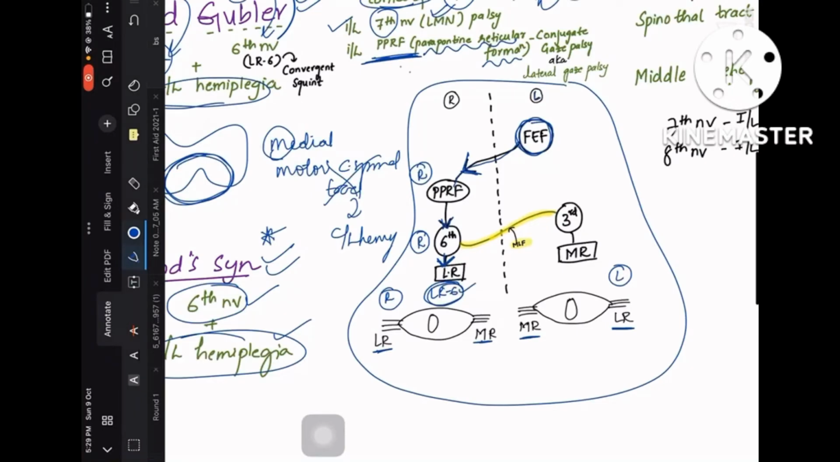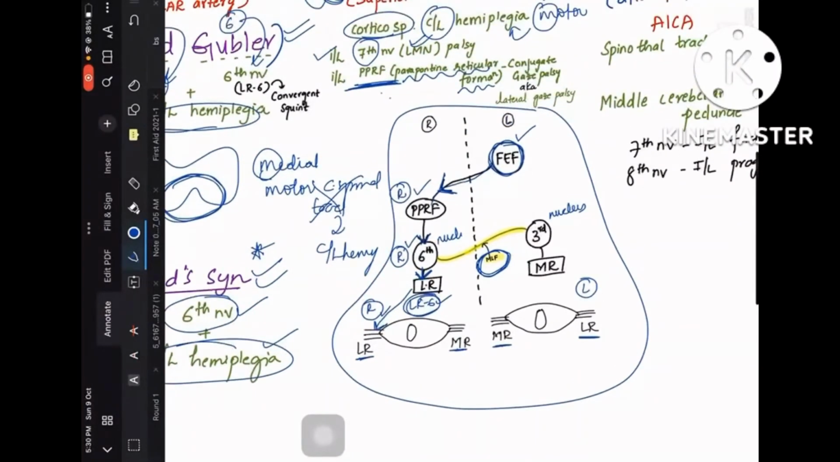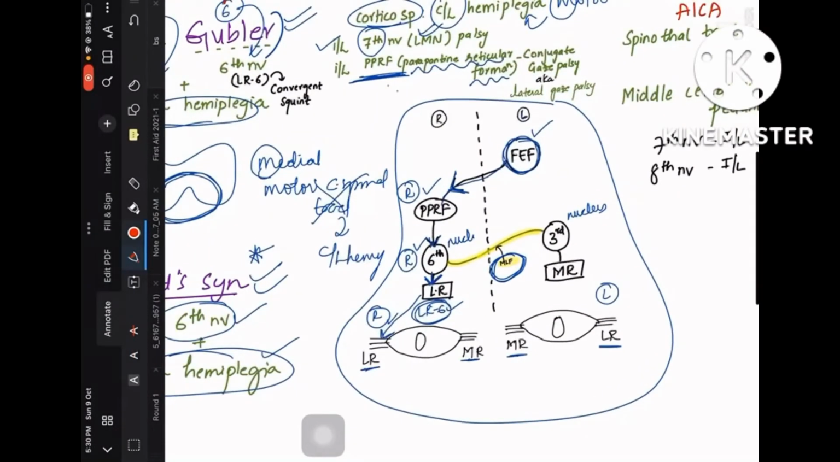So in order to supply this lateral rectus muscle, you should have an intact left FEF, right PPRF, right sixth nucleus and right LR. So this is the pathway. In between, we have a connection between the sixth nerve nucleus and the third nerve nucleus. That connection is called the MLF, the medial longitudinal fasciculus. Whenever there is a lesion in the PPRF, let me mark that lesion with red. Suppose there is a right-sided lesion in the PPRF. That affects the right-sided sixth nucleus, so that affects the right LR. So this function is gone.